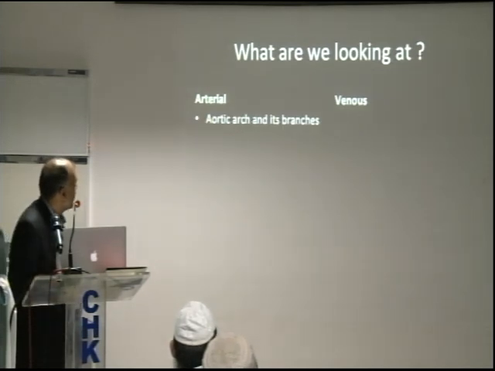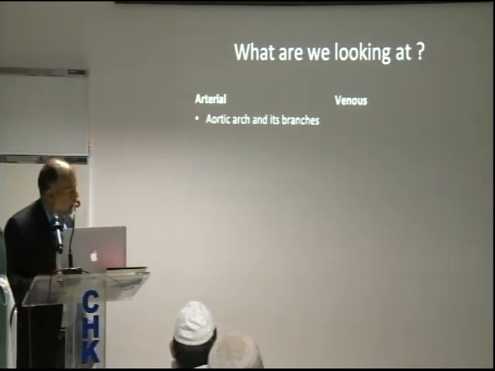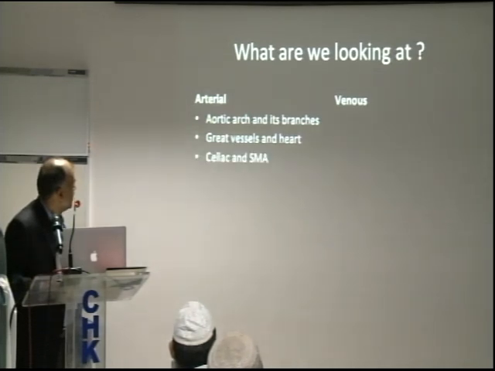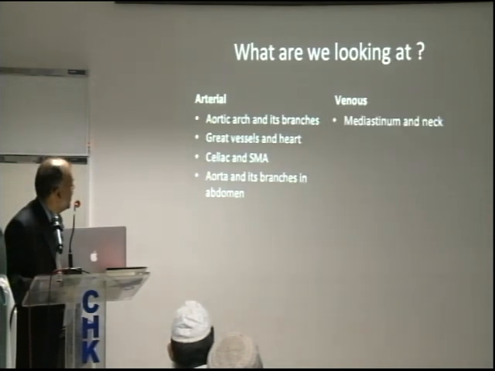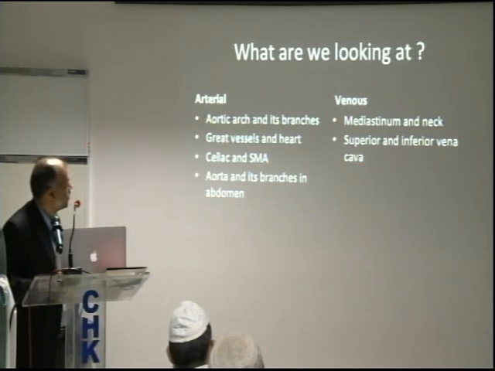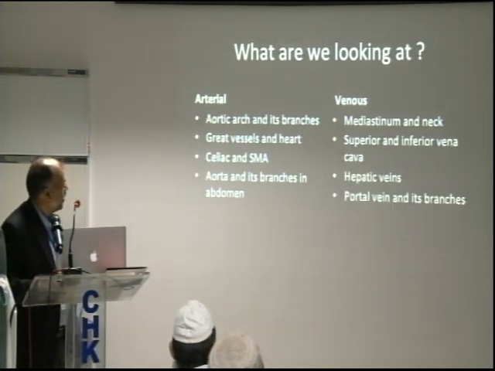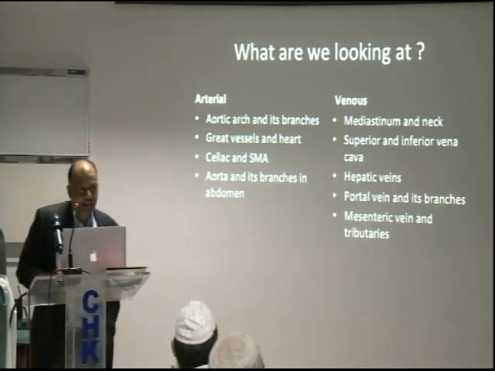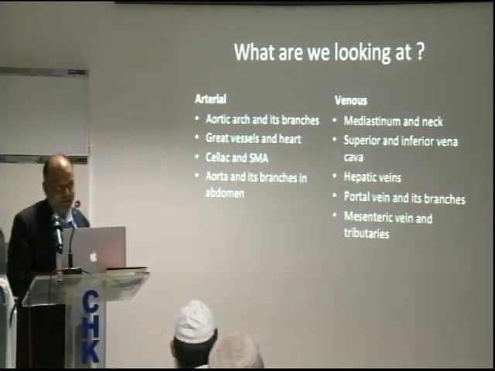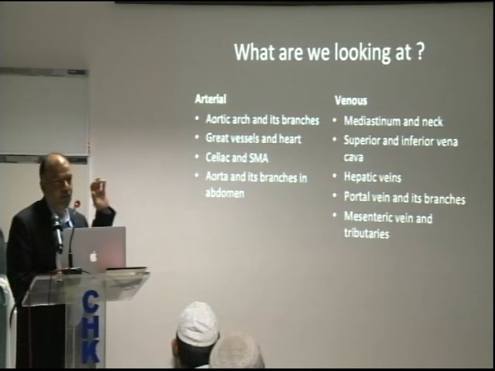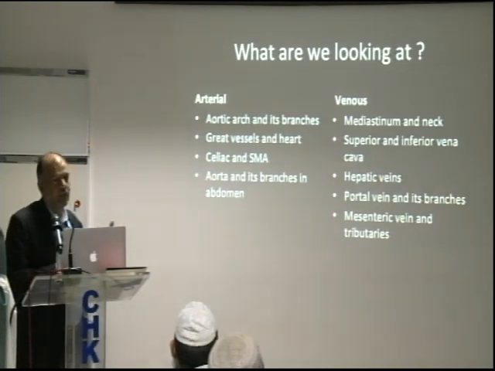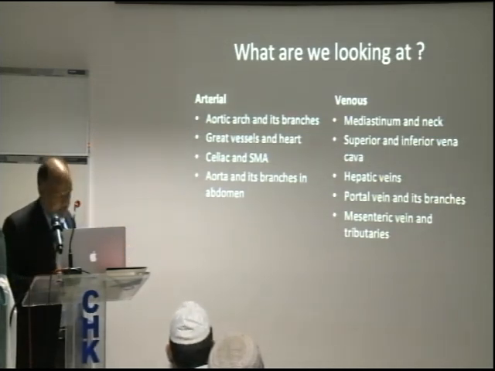And so aortic arch and its branches in the neck and in the mediastinum, great vessels in the heart, celiac and SMA, aorta and its branches in abdomen, and then you have veins, mediastinum and neck, of course, and then you have superior and inferior vena cava, hepatic veins, portal vein and its branches, mesenteric vein and its tributaries. So, you know, that's what you have to learn. If you master the vascular anatomy, actually you will master the whole EUS.